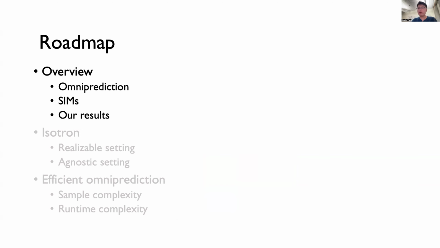So to give you a roadmap of how this talk is going to go, the first part of the talk will give you an overview of the key definitions used in this paper, as well as our main results. The second part of the talk will talk about our main algorithm, as well as give a sketch of its analysis. And the last part of the talk will overview how we make it sample and runtime efficient.